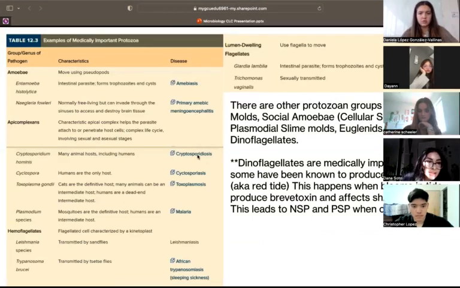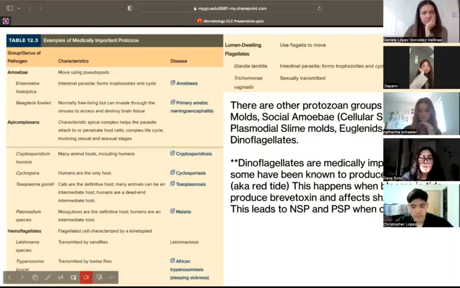And then here there's just a list of pathogens and their characteristics, and then the diseases that they give. You can go ahead and pause the video or pause the presentation if you want to look at it. There's a couple of examples that I put in there that were also part of the slide, so I went over that a little bit, but there are other protozoan groups such as slime molds, social amoebae, which are the same thing as cellular slime molds, and then plasmodial slime molds, and then euglenids and dinoflagellates.